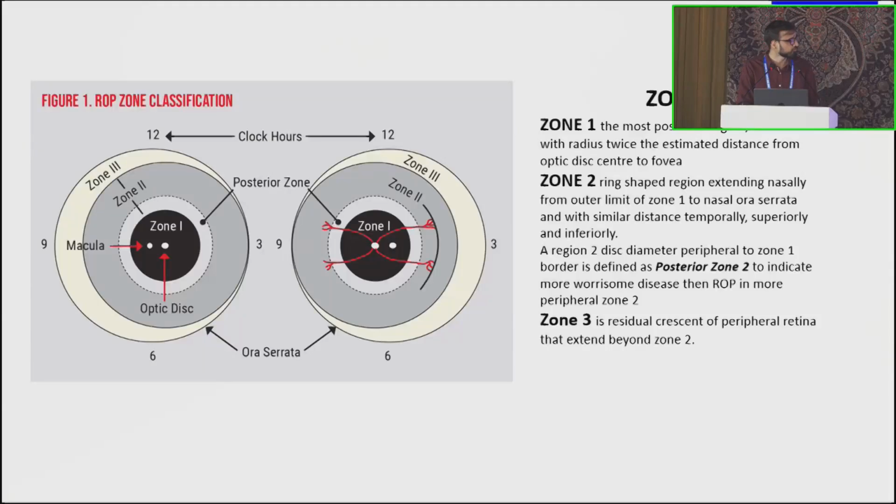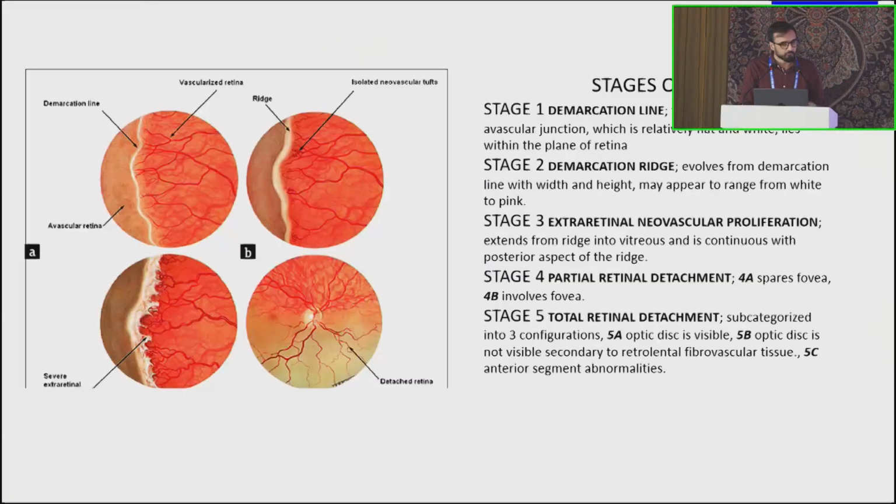These are the zones. For the localization of vascularization, we divide the retina into zone 1, zone 2, and zone 3. Also, depending upon the junction of the vascularized and avascularized area, we divide ROP into stages. Stage 1 is a demarcation line, stage 2 is a demarcation ridge, stage 3 is extraretinal neovascular proliferation, stage 4 is partial RD, and stage 5 is total RD.